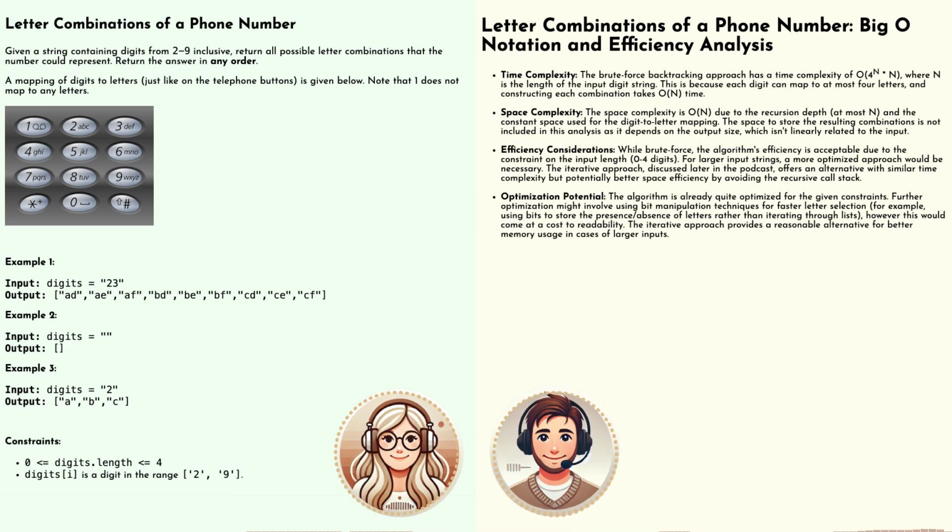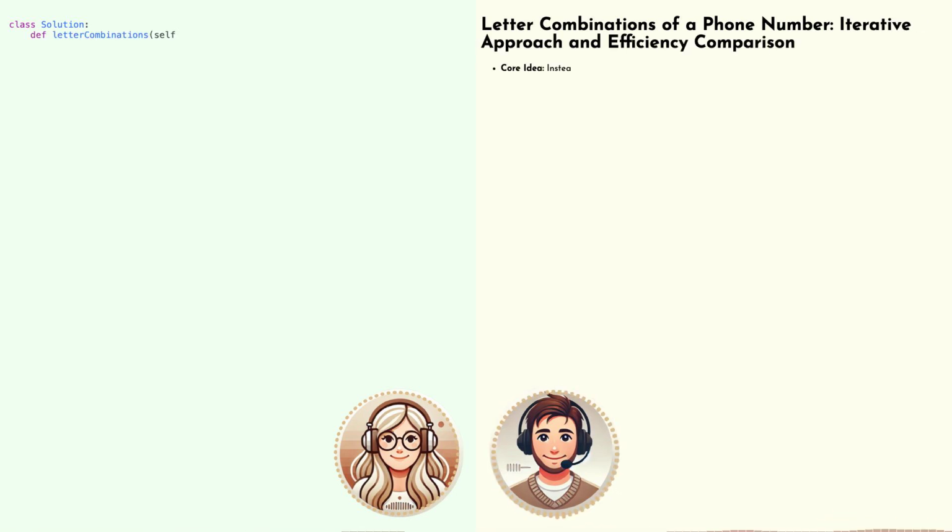Well, what if we wanted to visualize how backtracking works? It feels a bit abstract just talking about it. What image comes to mind? For me, it's like a tree. Each level of the tree represents a digit from our input, and the branches at each level represent the possible letters. We're essentially traversing this tree, exploring each path until we reach the end, which represents a complete combination. I love that. That makes the process much clearer.